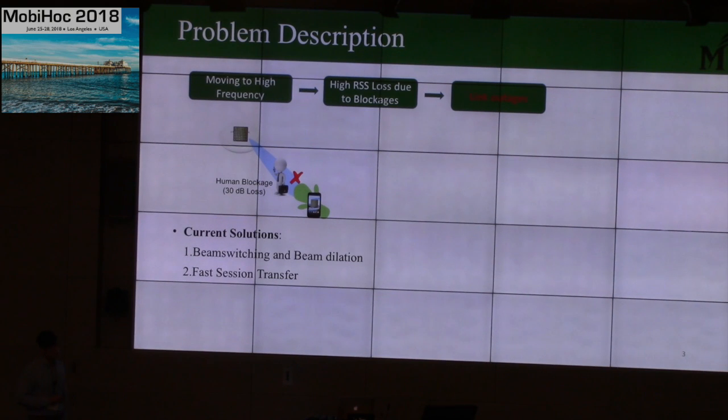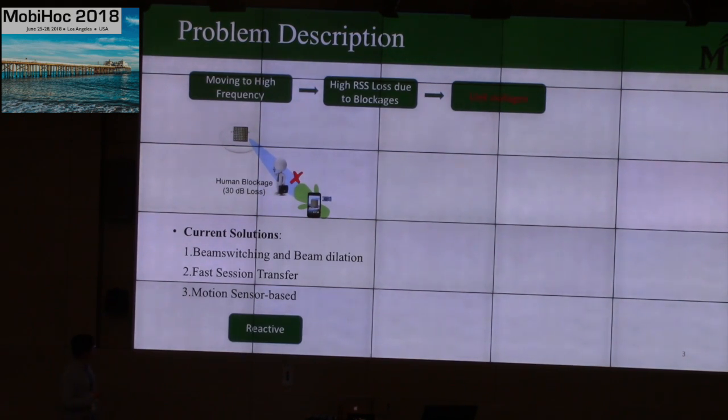The second solution is fast session transfer, which means when the link is blocked, we can use the legacy 2.4 or 5 GHz Wi-Fi to keep the link alive. And the third solution is motion sensor based, which means when the link is blocked, we can use a motion sensor to feed back my position or my facing direction to the network, and the network can use another AP to provide the service.